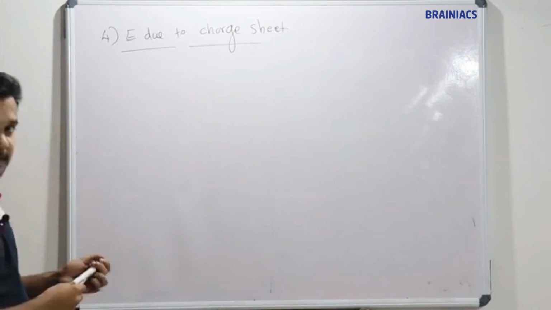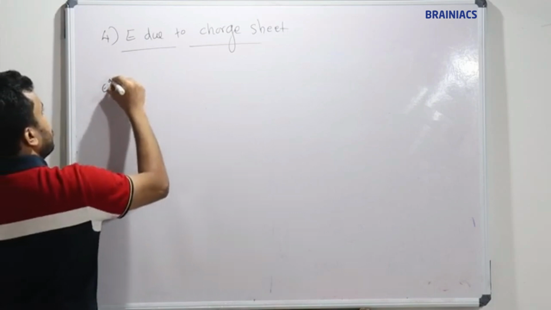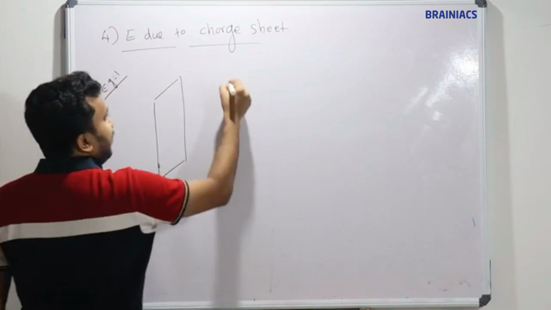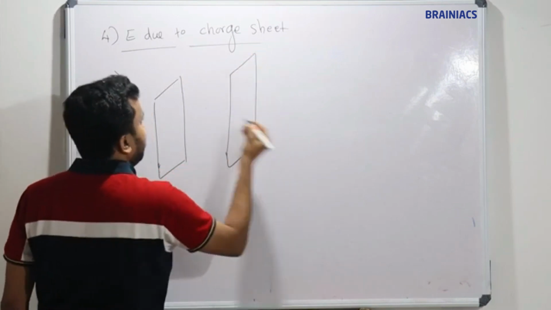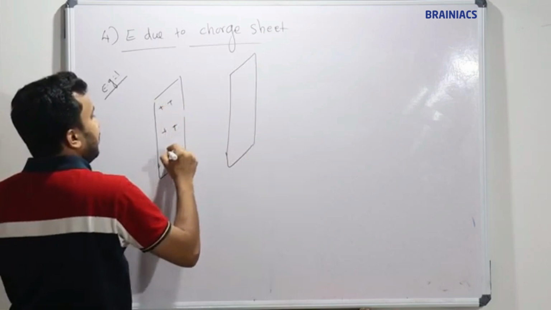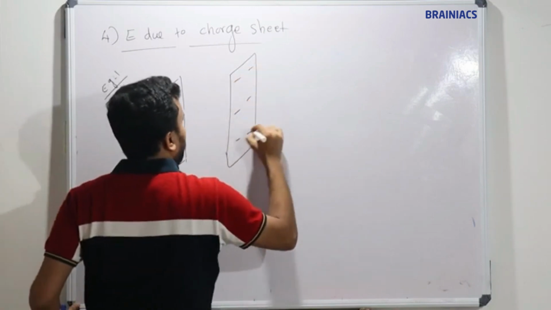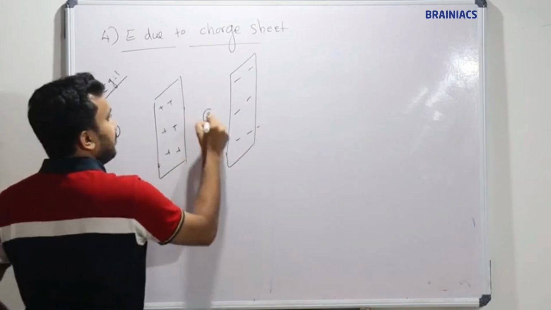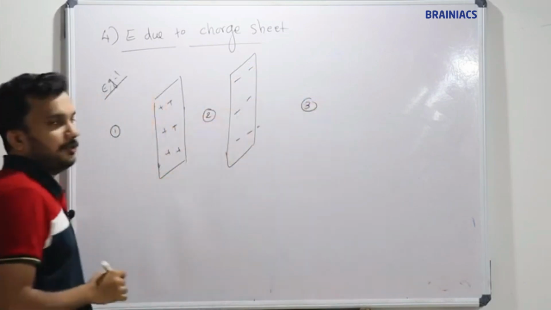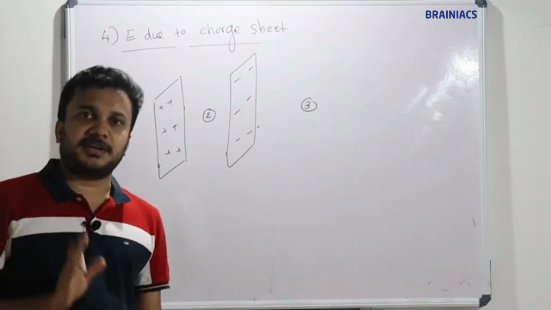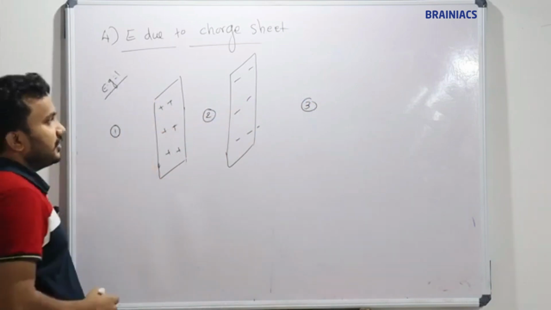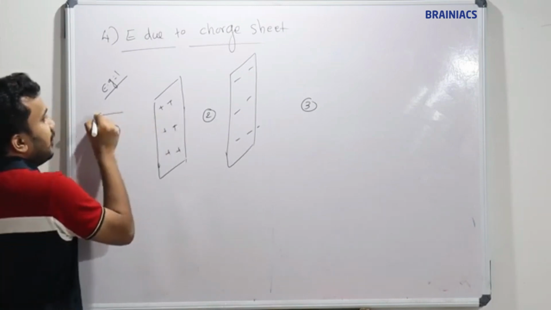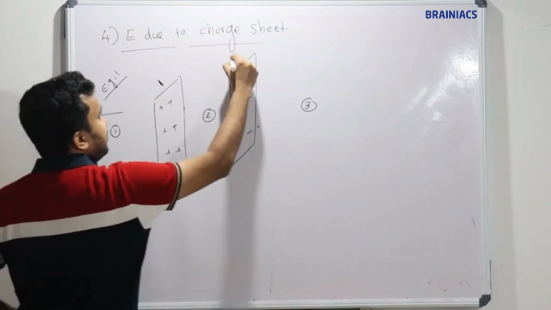Let me take an example to show how questions normally come from this area. Suppose I have a sheet like this, and another sheet like this. This is the positive sheet and this is the negative sheet. Both have equal area. Now I am asking you, what is the electric field at position number 1, position number 2, and position number 3? At three points you want to find the electric field intensity. Same sheet, same dimension, same charge density. With respect to the first plate, the electric field lines are going outside. This is plate number 1, this is plate number 2.